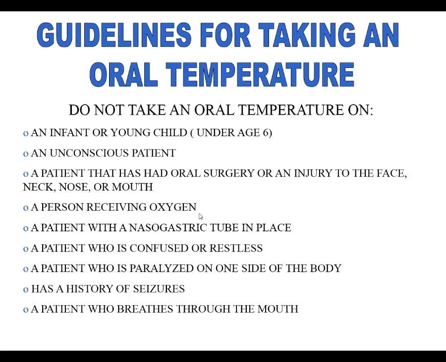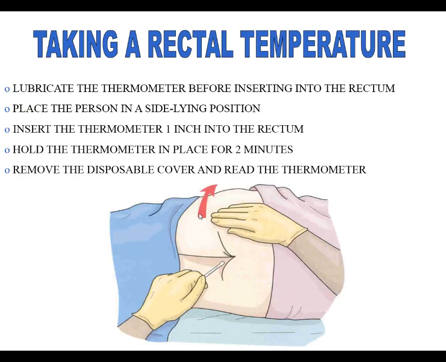Someone who's paralyzed, who's had a stroke and is paralyzed on one side of their body, may not be aware that it's in their mouth and they might chew. Someone who has seizures may inadvertently have a seizure, bite down, and break it and cause damage. Someone who is short of breath, or who is a mouth breather, someone who can't breathe through their nose. We do not want to take an oral temperature on those people.